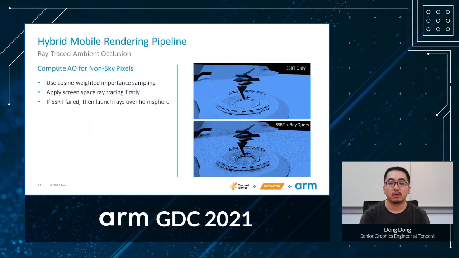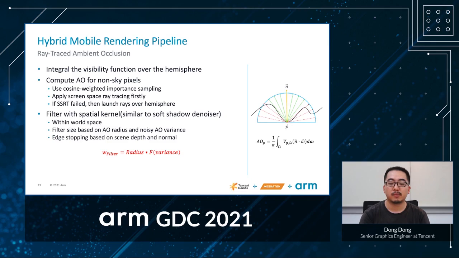For each pixel, a screen space ray marching algorithm could firstly be applied to find an occluder. If found, we don't need hardware ray tracing anymore. If failed, then we dispatch a ray query. After the ray traced AO pass, a spatial filtering kernel is used, similar to soft shadow denoiser.